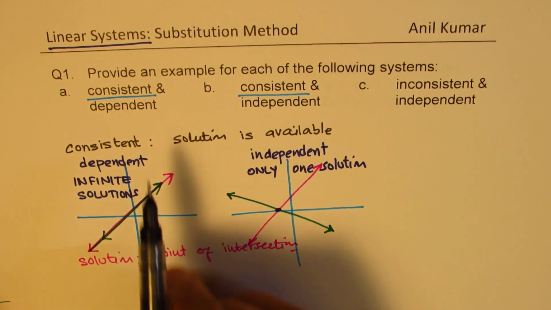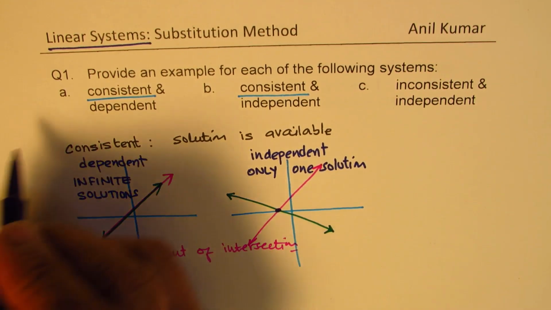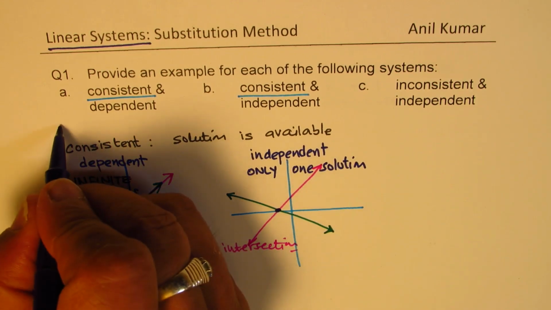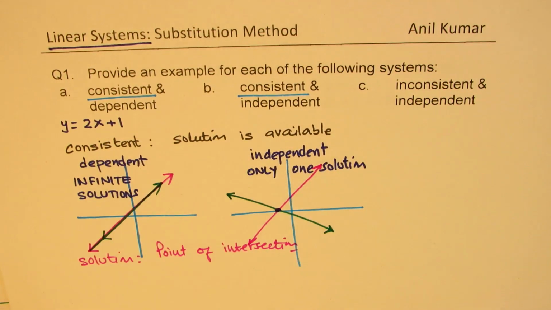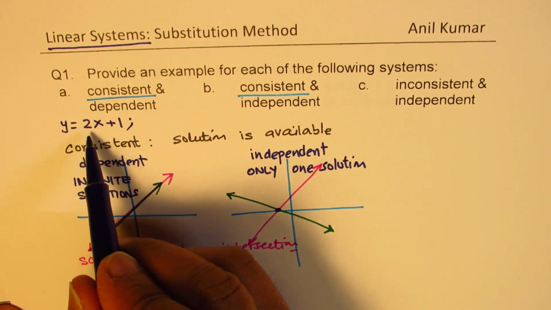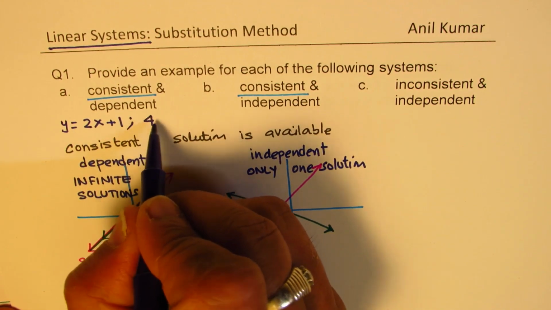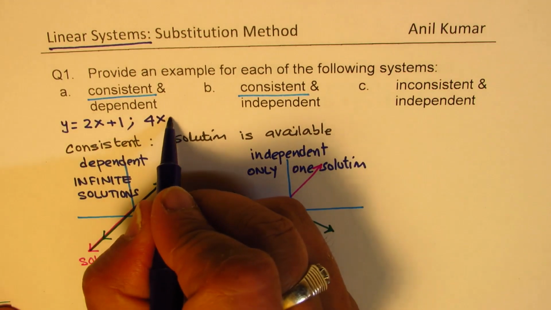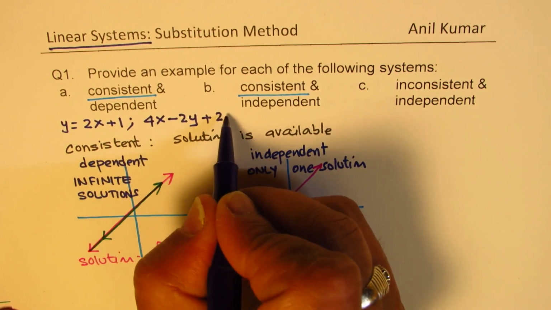Now the question was, provide an example for each of the following. So in this particular case, I could give you an example which could be, there are two lines, so we say y equals 2x plus 1, correct? So let's say we have this line y equals 2x plus 1. We could also write the second line as 2 times this, for example. So I'll write it in standard form. So I can write this as 4x and 2 times y, I'm bringing it here, minus 2y plus 2 equals 0.